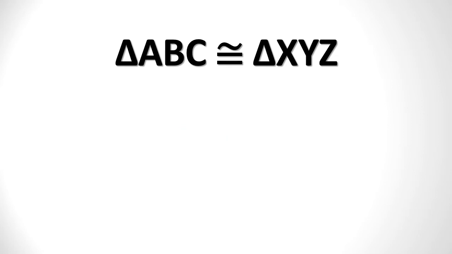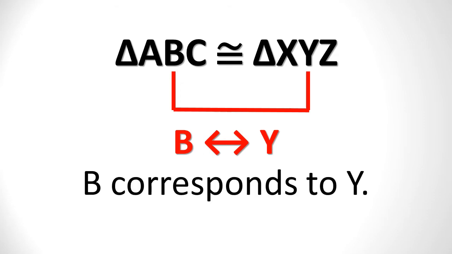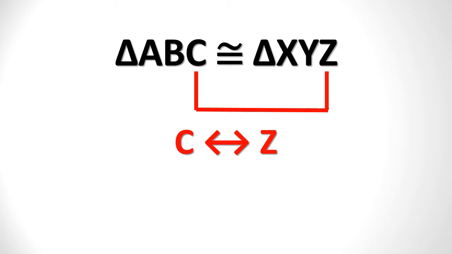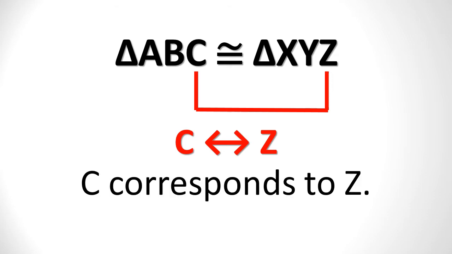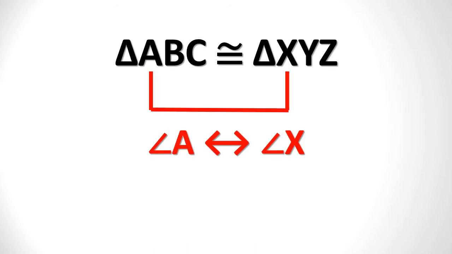The next pair of vertices that corresponds to each other is vertex B and Y. This is read as B corresponds to Y. And lastly, we have vertex C and vertex Z. So C corresponds to Z. We're done with vertices. Now, let's find the correspondences that exist between the angles of two congruent triangles.